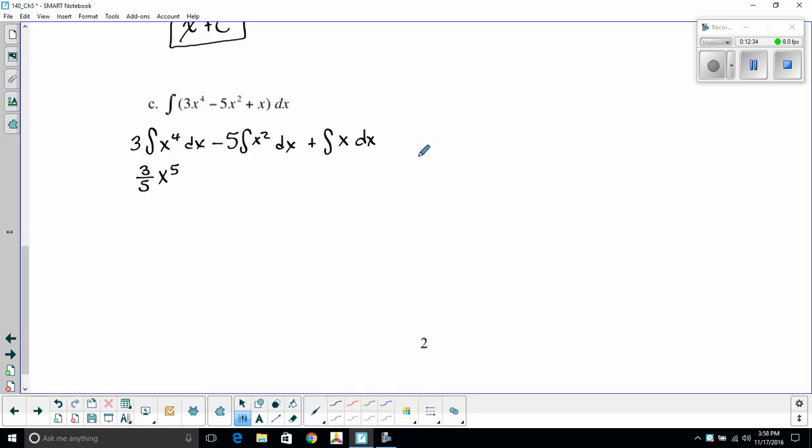And you don't have to write plus c each time. You can just write one single plus c, because a constant plus a constant plus a constant is still just a constant. So constant 1 plus constant 2 plus constant 3 is just one giant conglomerate constant. All right, and then minus, now add 1, that would be 3, so 5/3 x cubed. Add 1, that would be 2, so plus 1/2 x squared plus c.